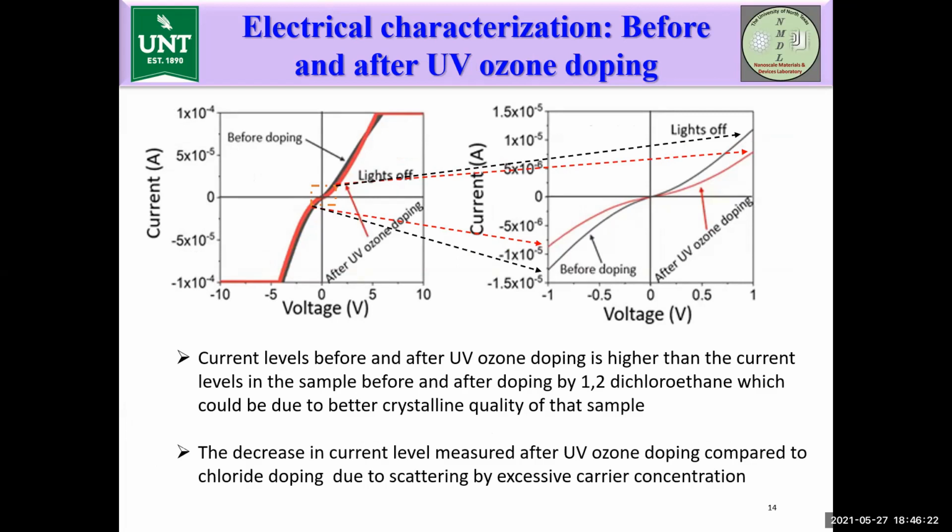And also another thing you see is there's a decrease in current levels measured after UV ozone doping compared to the chloride doping, which could be due to charge scattering induced by excessive carrier concentration, which would be the p-type carrier concentration in this case.